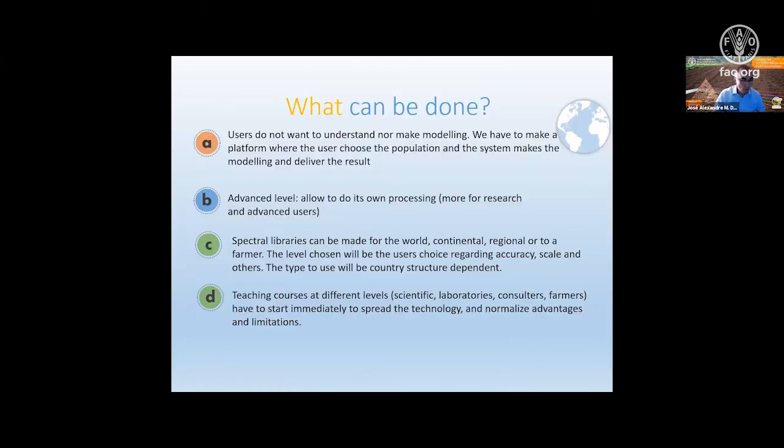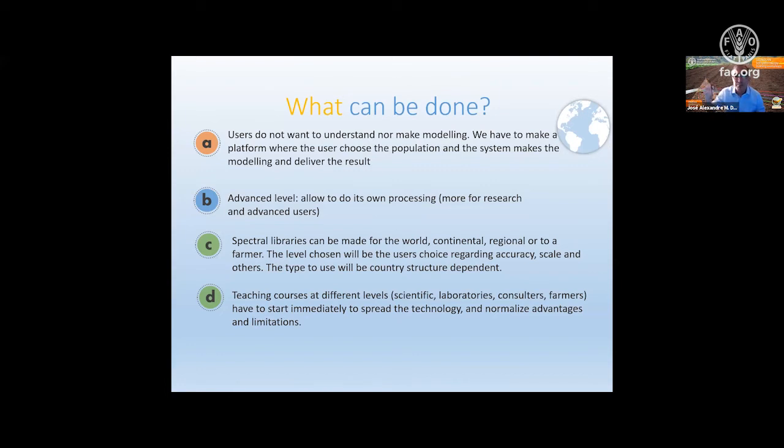Okay, so what can be done? Users do not want to understand nor make modeling. We have to make a platform where the user chooses the population and the system makes the modeling. Advanced level, allow to do its own processing. This is more for use for researchers.